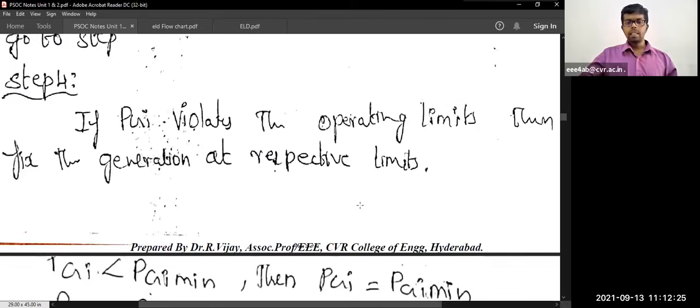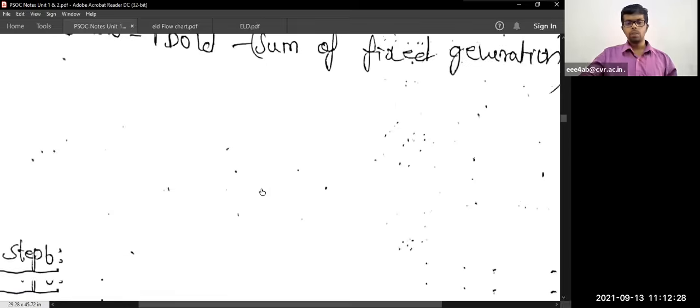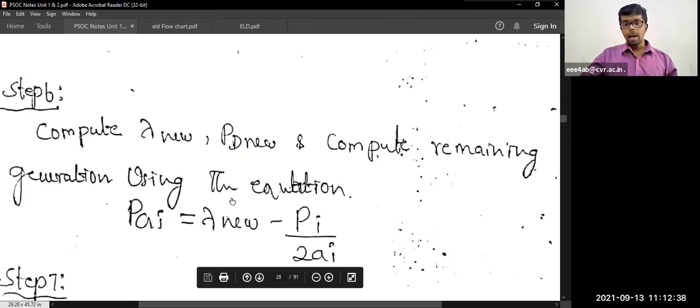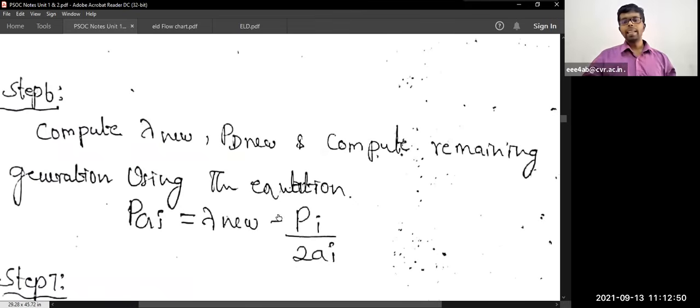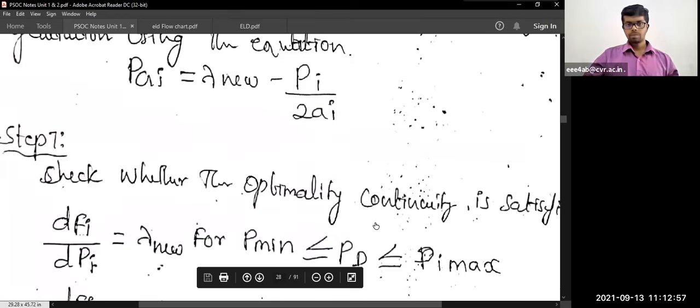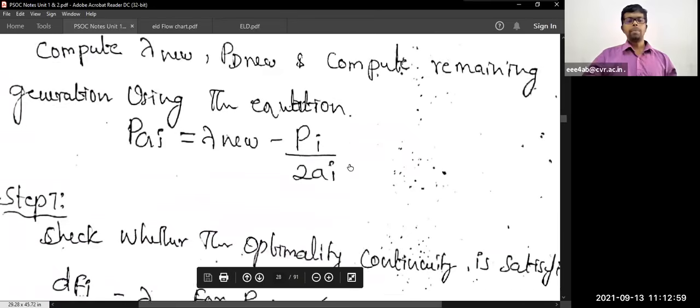Again we'll discuss the whole thing. Next, again compute the remaining generation using this equation. From whatever lambda new value we got now, we need to find out PGi new. So PGi new is equal to lambda new minus b i, sorry, there is a mistake, lambda new minus small b i, divided by 2a i. Okay, so this is step number 6.